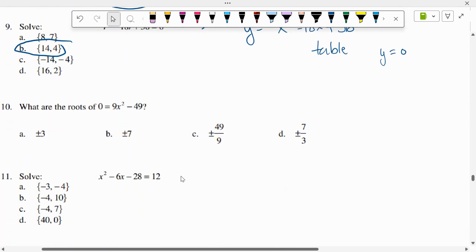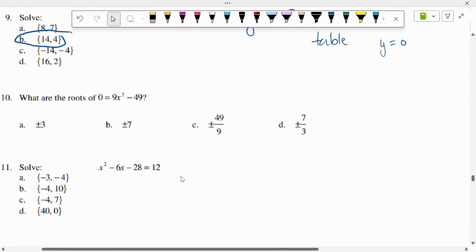Okay, what are the roots? Put it into your calculator. Y equals 9x squared minus 49.